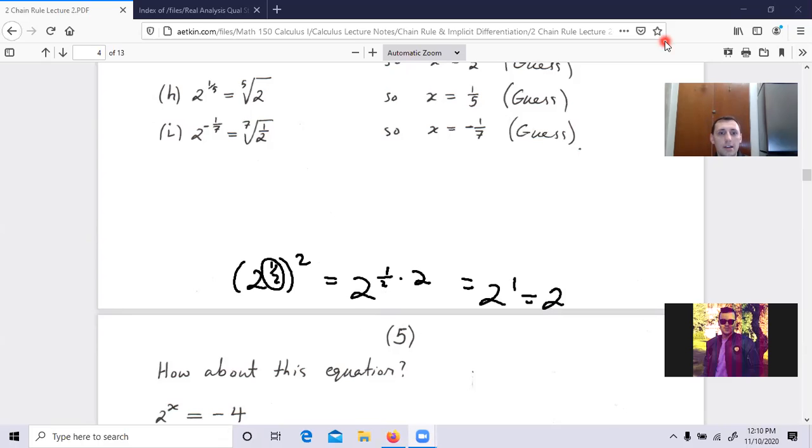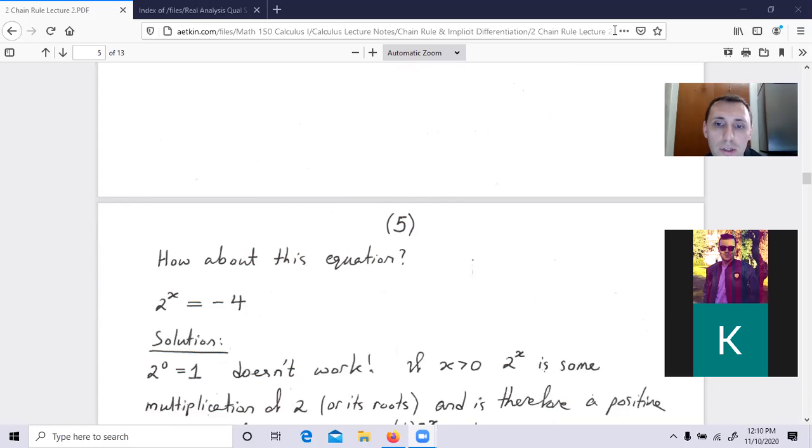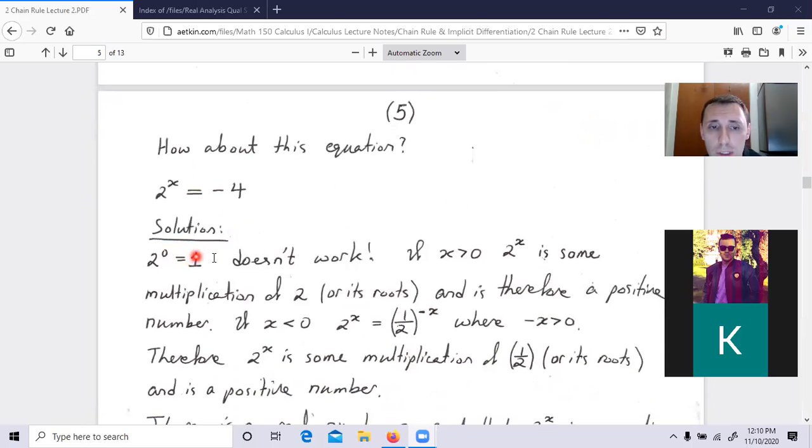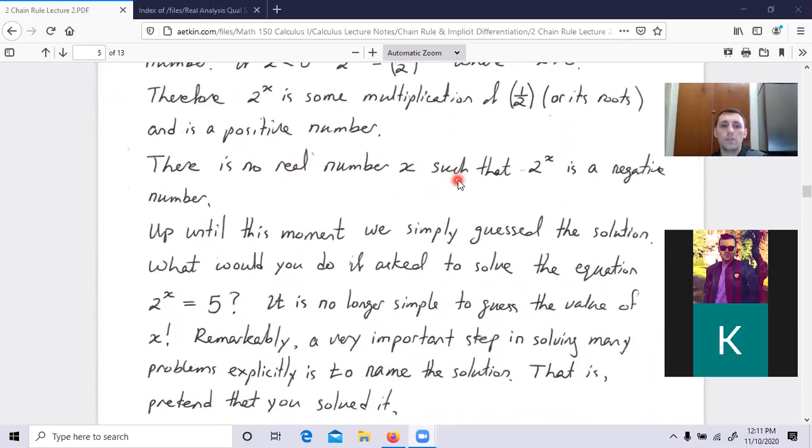Does not exist. Yes, yes. So it does not exist in what sense? It does not exist in real numbers. You cannot use real numbers because obviously 2 to the 0 doesn't work. But if x is bigger than 0, 2 to the x will be some multiplication of 2, so it will be positive. If x is negative, it will still be positive, right? So 2 to any power will be positive because it's either 1/2 to a positive power or 2 to a positive power, and I will never get a negative number. So there is no real number that solves this equation.